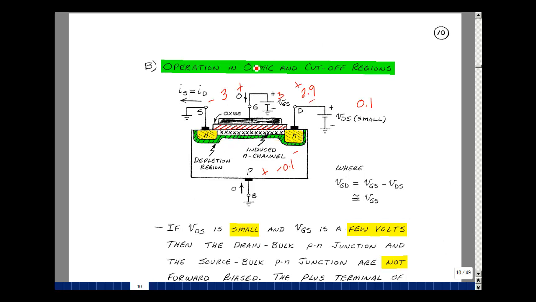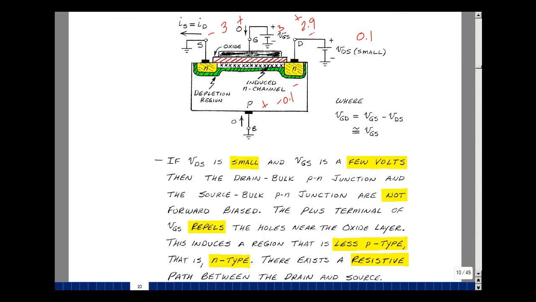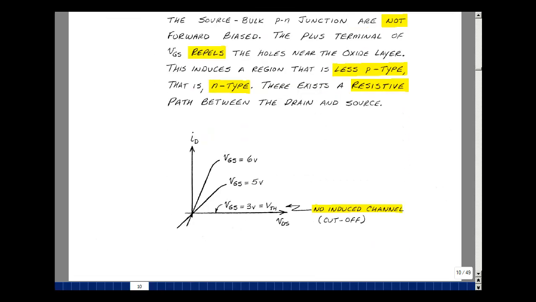If we're in the ohmic region, the gate to source and the gate to drain are both greater than or equal to threshold. When we're in the cutoff region, the gate to source and the gate to drain are less than or equal to threshold, and that causes the channel not to be induced into the block current. This is the case we were looking at, where we had 6 volts and 5 volts and eventually down to 3 volts.